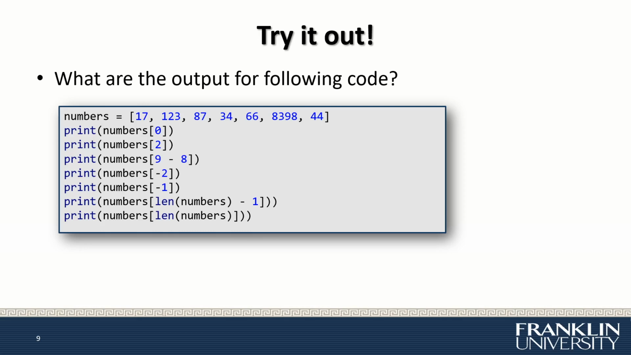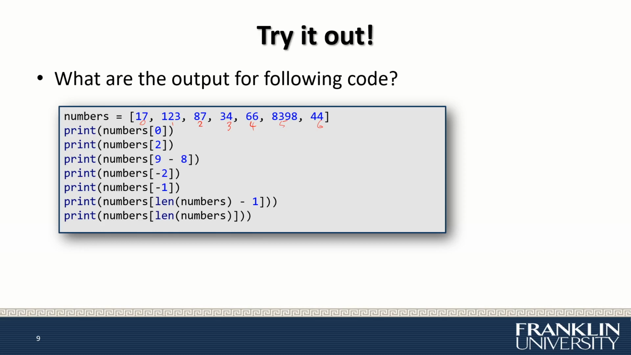For example, what will be the output of the following code? Again, you should be able to read the problem and find the solution or determine the output. Numbers sub 0. This is 0, 1, this is the index 2, 3, 4, 5, and 6. So numbers sub 0 will give you 17. Numbers sub 2 will give you 87. What about numbers sub 9 minus 8? What is 9 minus 8? 9 minus 8 is 1, so that will give you 123.